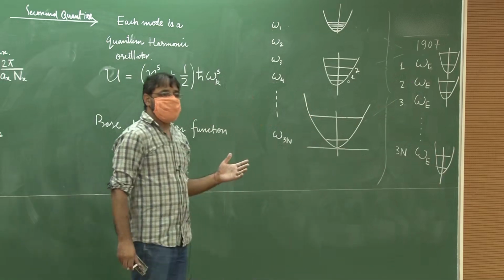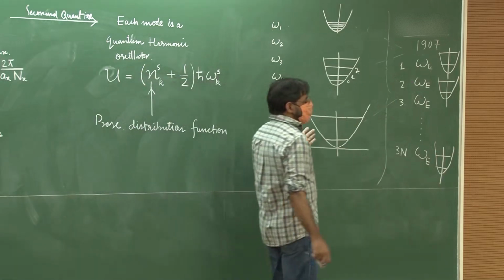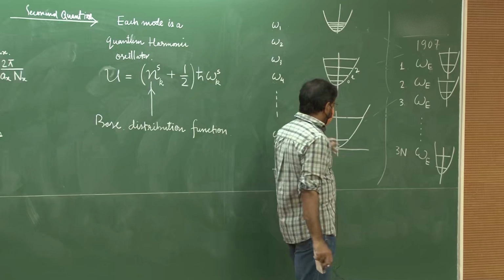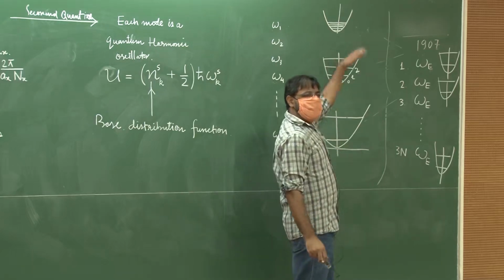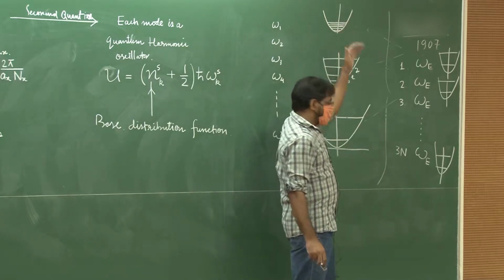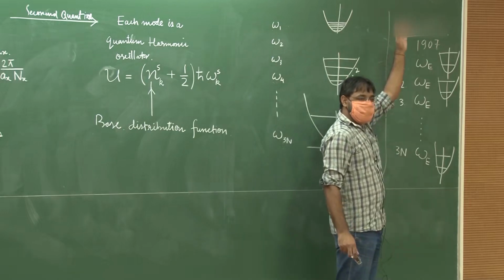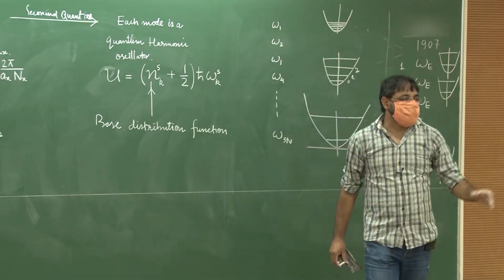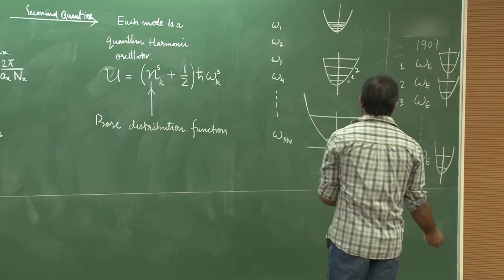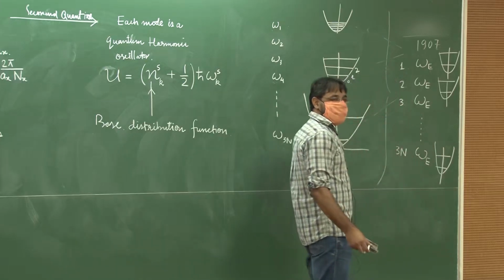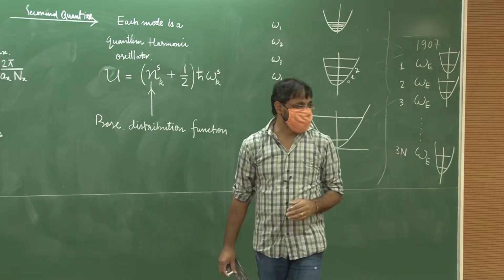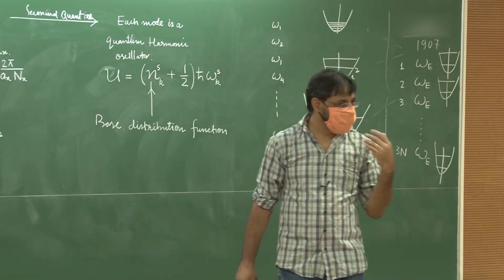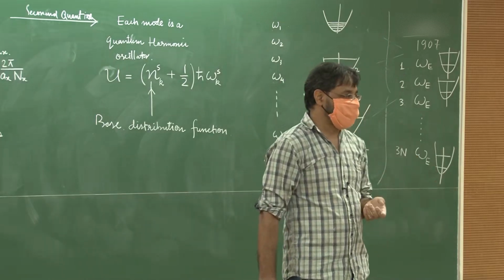At very high temperatures, there is no distinction, in the sense that here also you will populate all the modes, here also you will populate all the modes. So both the models will converge. The Einstein model will converge with the reality at high temperatures for sure. This is going to happen. We will prove it mathematically also.